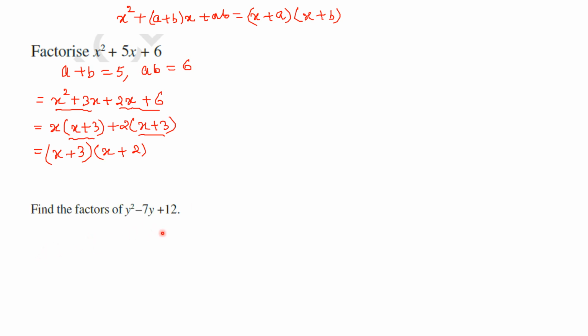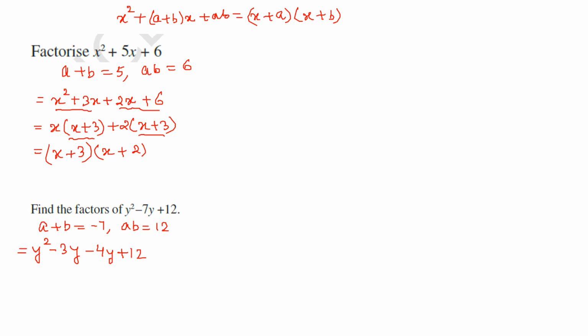Find the factors of y square minus 7y plus 12. Again, if you see here, 12 is not a square of any number. So I have to use the middle term splitting method. So I have to find two numbers whose sum will give me minus 7 and whose product will be equal to 12. Okay. So I know that 4 into 3 is 12, and minus 4 and minus 3 if I add, I will get minus 7. So I can write it as y square minus 3y minus 4y plus 12.